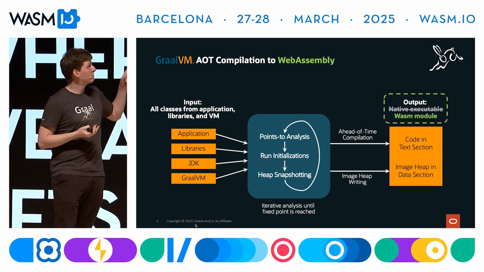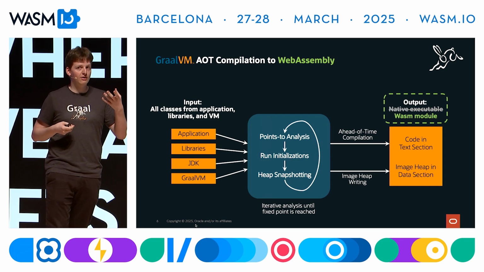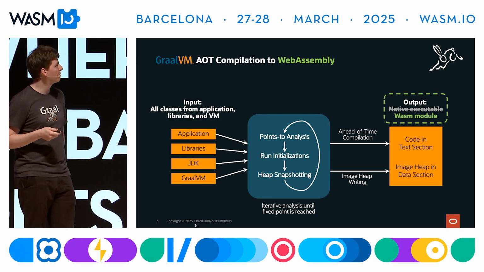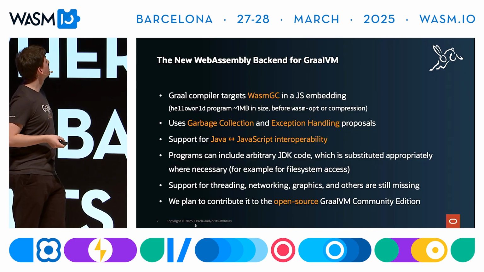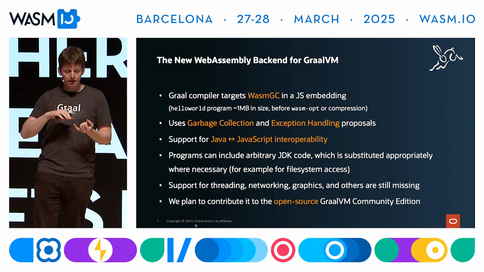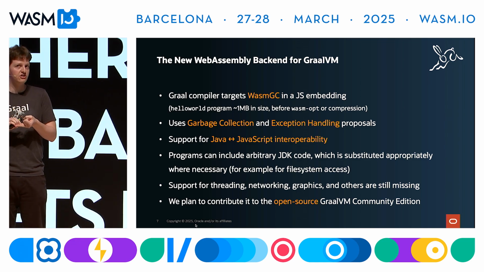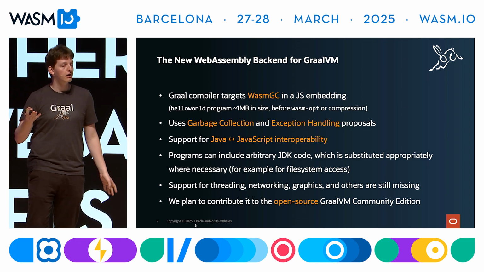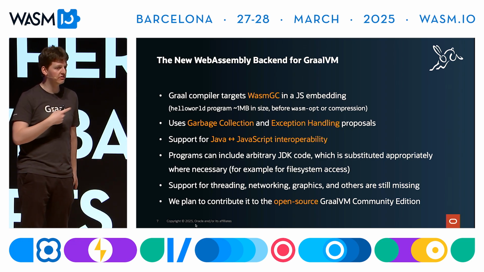Just in the backend, we now emit, for each function or for each method, a WebAssembly function and then package everything up into a Wasm module. We target the Wasm GC proposal, and currently this is also targeting a JS embedder. So there is a JavaScript binding that's produced with the compilation.